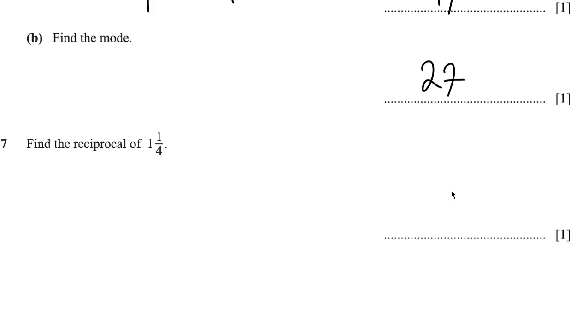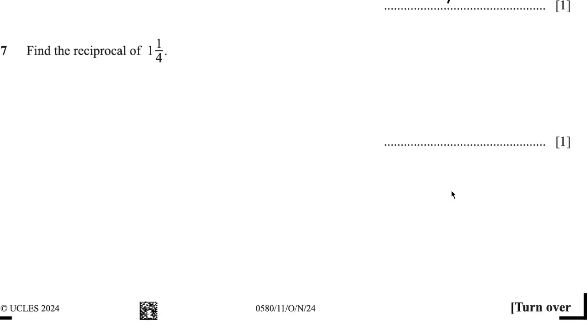Right? Seventh question says, find the reciprocal of 1 whole 1 over 4. Okay. So 1 whole 1 over 4, we could simply convert it to an improper fraction by doing what? 4 times 1. 4 times 1 is 4. 4 plus 1 is 5. And that's going to be 5 over 4. This is just to make the work easier, right?